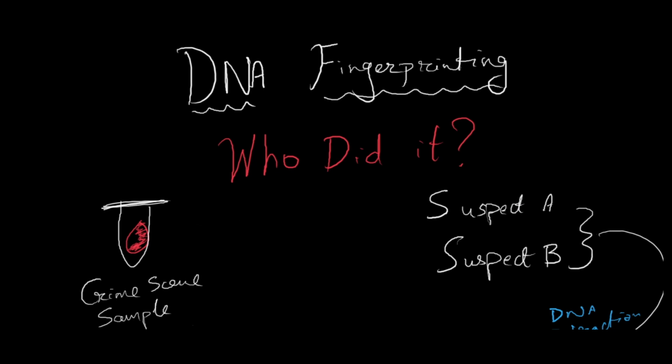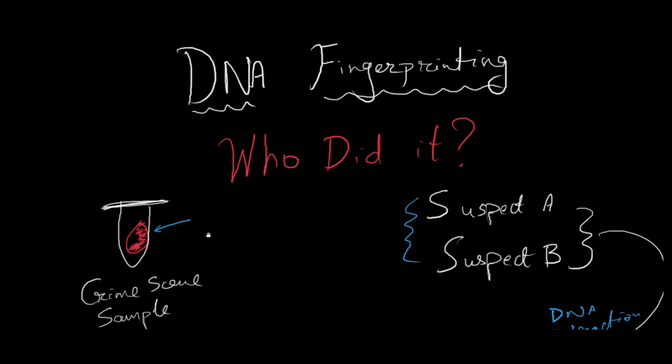So let's say you are at a crime scene and you are investigating a murder, and the only piece of evidence you have is this drop of blood which you have nicely packed into a test tube, and you want to accuse one of these two suspects. You have two suspects and you want to know which of them did it.